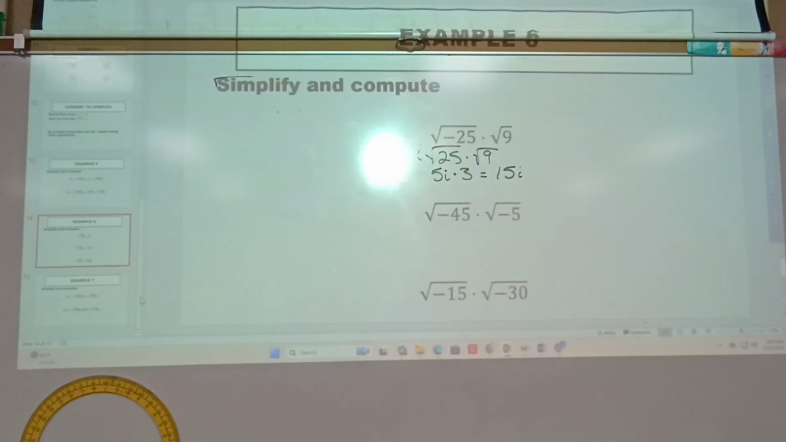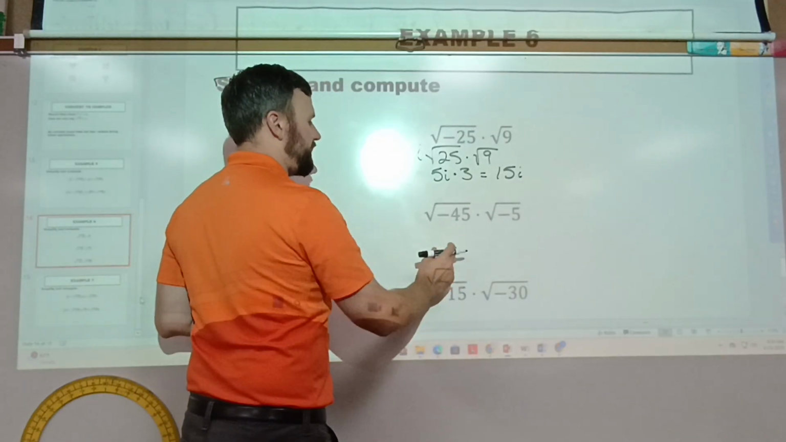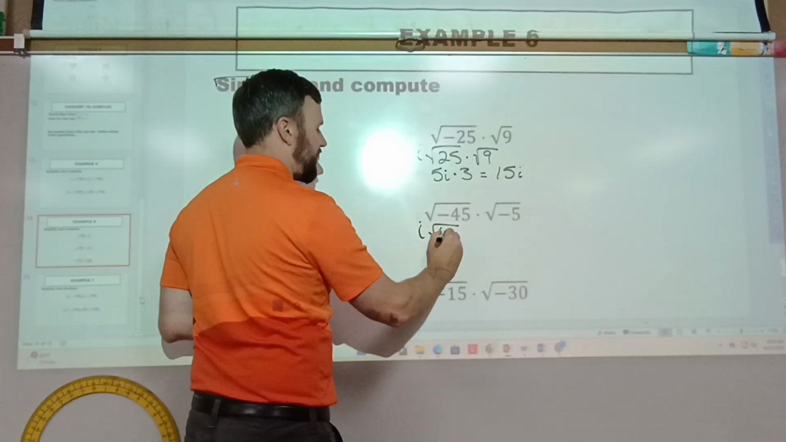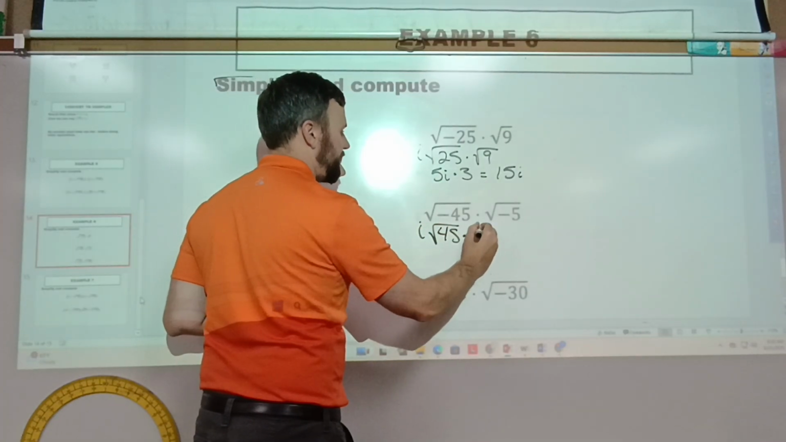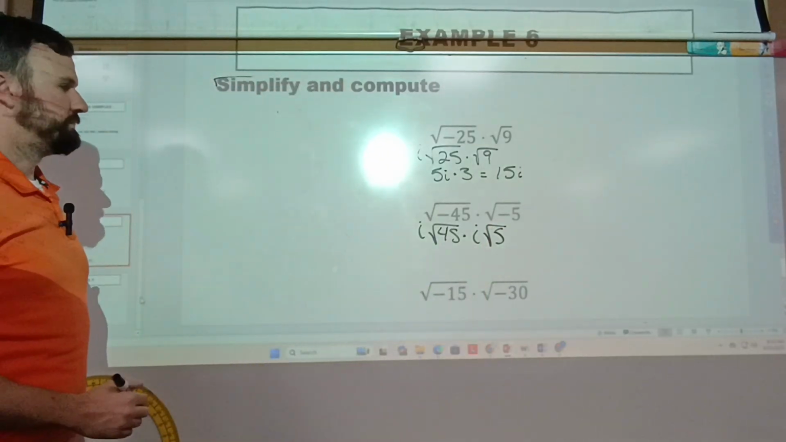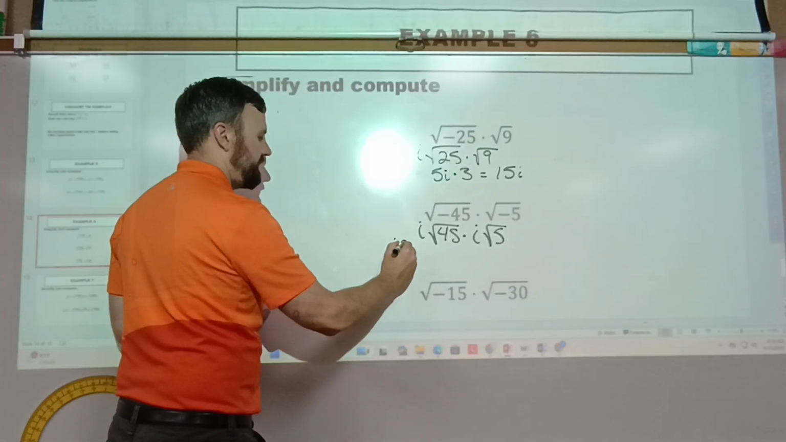So again, if you do those 3 rules, you can do any problem, right? Square root of a negative, pull the i out. Treat i like an x. i squared is -1. Okay? What can I pull out of both of these? An i, right? This is i square root of 45 times i times square root of 5, right? Ooh, what's i times i? i squared.